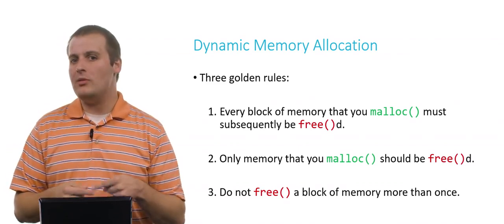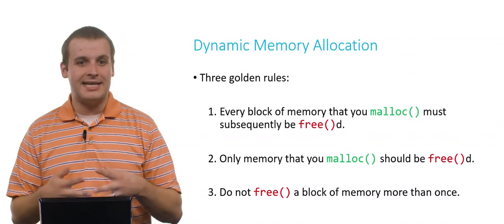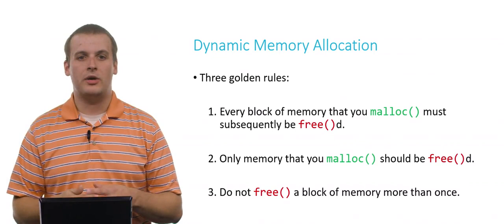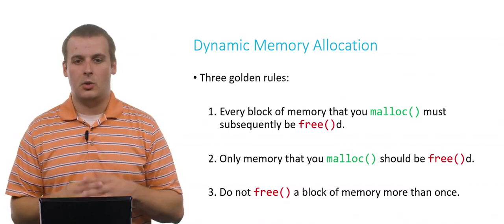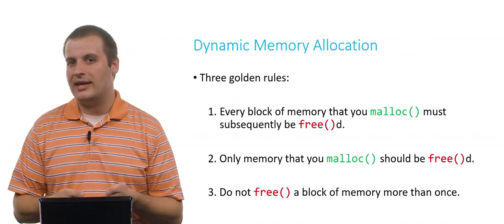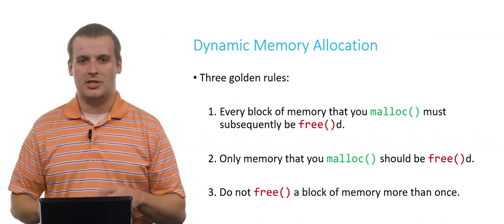That said, only things that you malloc should be freed. If you statically declare an integer, int x semicolon, that lives on the stack, you don't then want to free x. So only things that you malloc should be freed. And lastly, don't free something twice. That can lead to another weird situation.